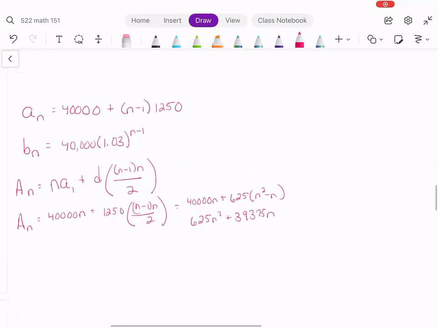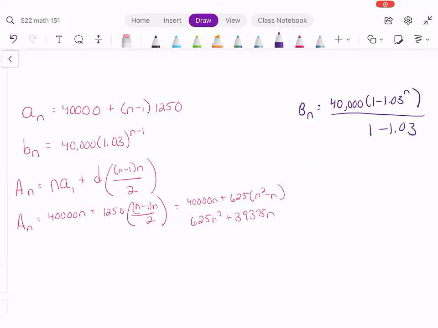Using the formula for geometric sequences, we can now calculate B sub n, which is going to be 40,000 times 1 minus 1.03 to the n power over 1 minus 1.03. We can reduce this to 40,000 over 0.03 times 1.03 to the n minus 1. And notice we can do that because this bottom term is going to come out negative, and this top term, we're just multiplying through by negative 1, so we can reverse the order.